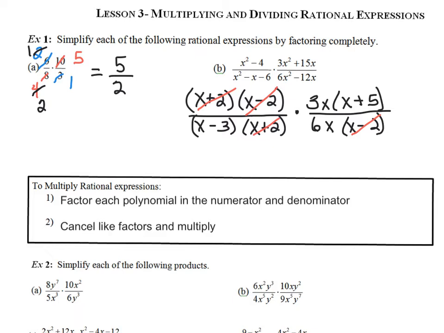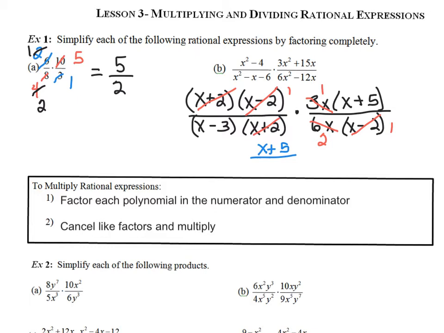Each time I'm canceling, I'm dividing by that binomial, x minus 2, so I'm really just getting a result of 1 in each case. The only other place that I can cancel, 3x and 6x can both be divided by 3x. So 3x divided by 3x is 1, 6x divided by 3x is 2. So the result of this multiplication in the numerator, I'm left with all ones. So 1 times x plus 5 is x plus 5.